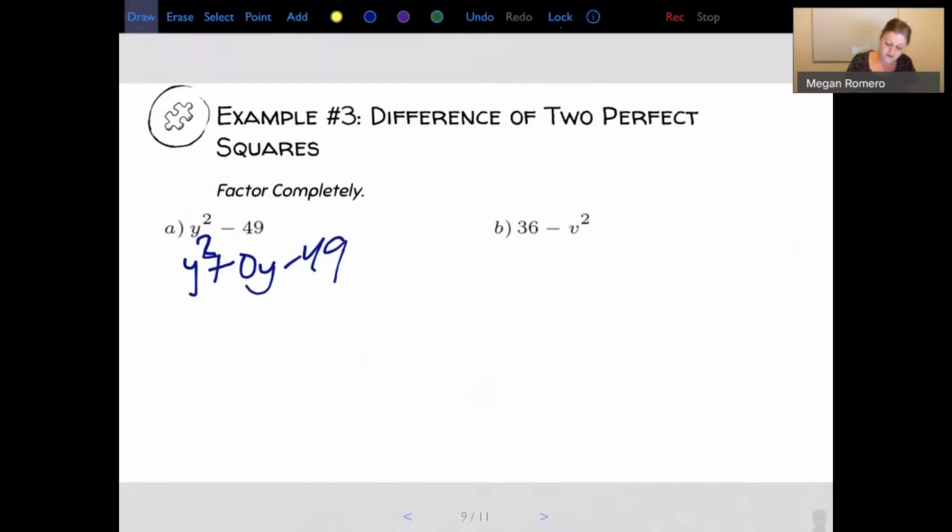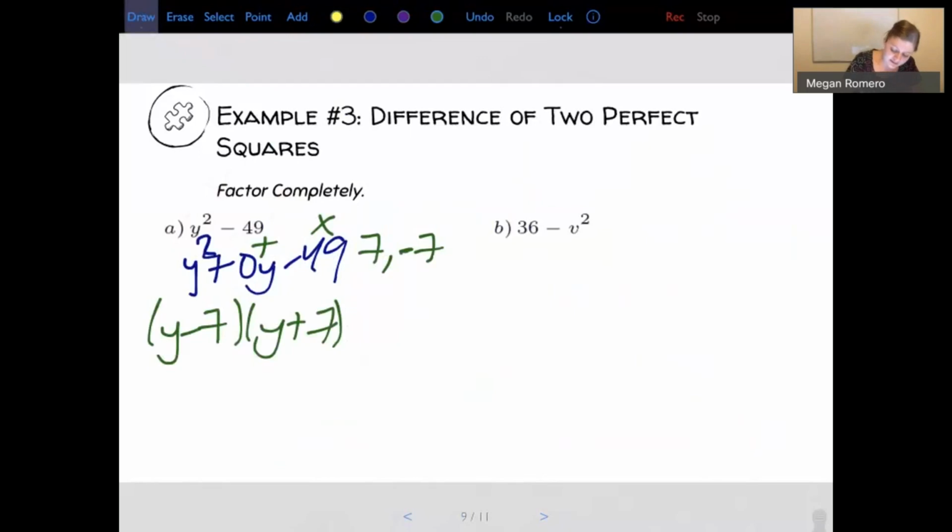If we're looking for two numbers to multiply to negative 49 but add to 0, that would have to be 7 and negative 7. 7 times negative 7 is negative 49, and 7 plus negative 7 is 0. So this would factor into y minus 7, y plus 7.